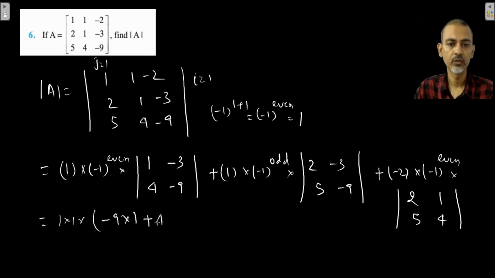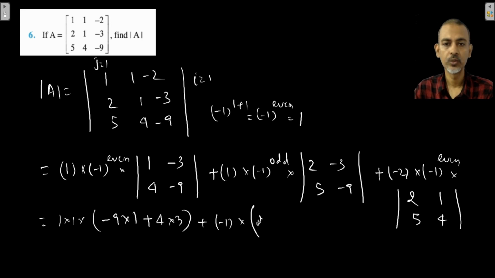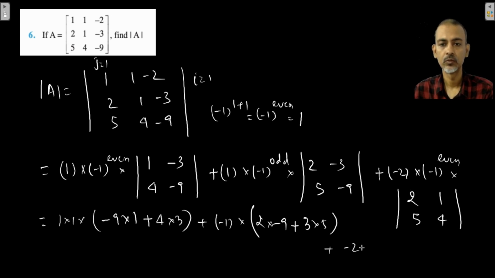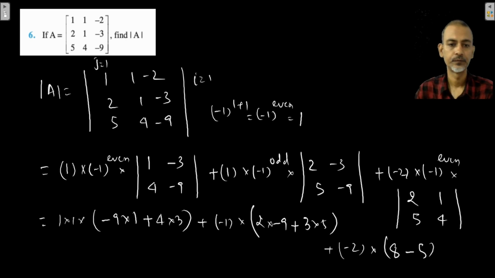1 into 1 multiplied by minus 9 into 1, and this part minus, and there is always a minus already, so 4 into 3, and then minus 1 to the power odd is going to be minus 1, so I'll have a minus 1 over here, and then 2 into minus 9, and then this is 3 minus 3 into 5, but there is already a minus here, so this is going to be 3 into 5, and then finally we will have minus 2 into 1 into 4 into 2 minus 5, 5 into 1, right?